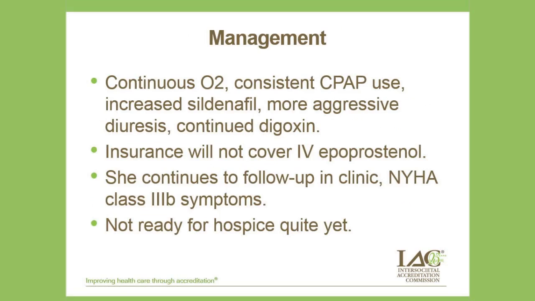So she was given continuous oxygen, continued CPAP use of at least 6 hours per night. We increased the sildenafil dose as much as she could tolerate, and more aggressive diuresis, continued digoxin. Her renal function actually improved with these interventions. Unfortunately, insurance will not cover IV Parasternal in this case. She continues to follow up in clinic and had somewhat improved symptoms, but she's not quite ready to move forward with her care yet.